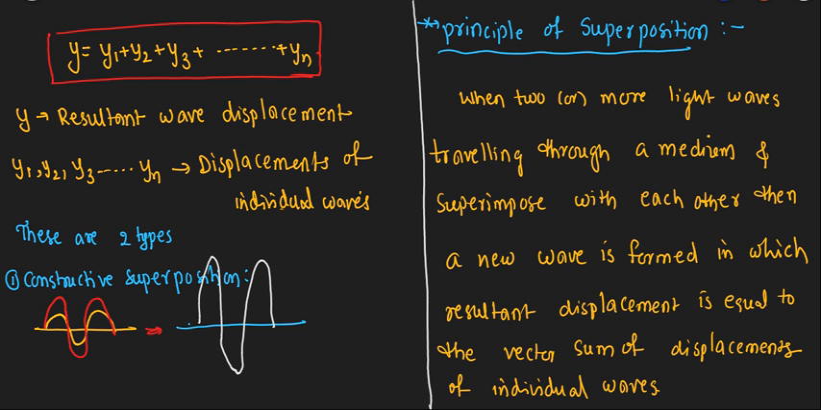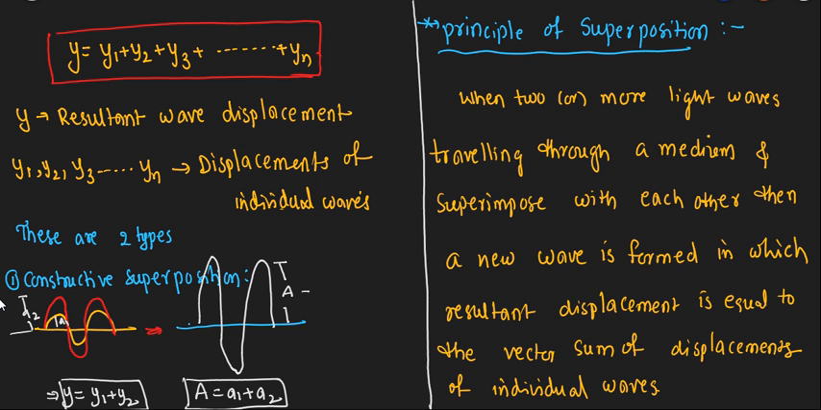Now this resultant wave displacement in this case, we write as y is equal to y1 plus y2, or the resultant amplitude we write as A1 plus A2. A1, A2 are the amplitudes of individual waves. Here this we write as capital A, this as a1, and this as a2. Then resultant amplitude is A1 plus A2, or the resultant displacement is y1 plus y2.